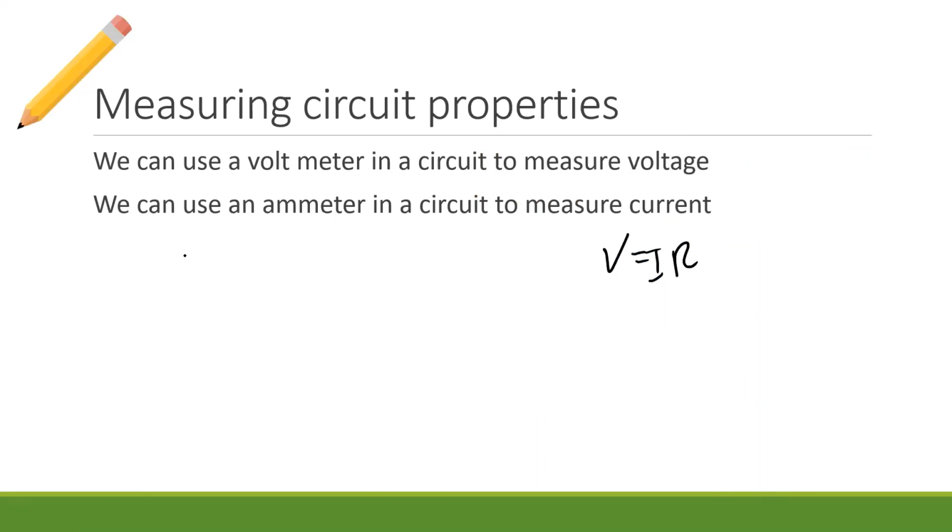Well, how you measure that in a circuit is you use 2 devices. You use a voltmeter in a circuit to measure voltage, and an ammeter is designed to measure current. Notice how voltmeters and ammeters are named after the units that they measure. Current's measured in amps, voltmeter measures volts. Okay, is that clear with everyone?